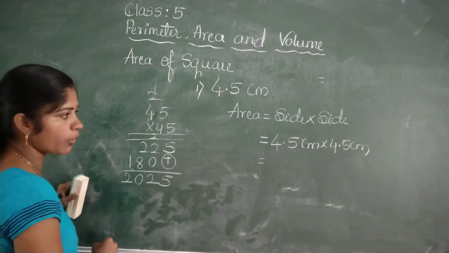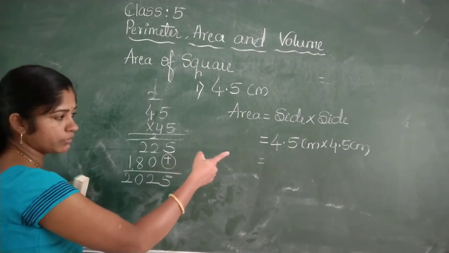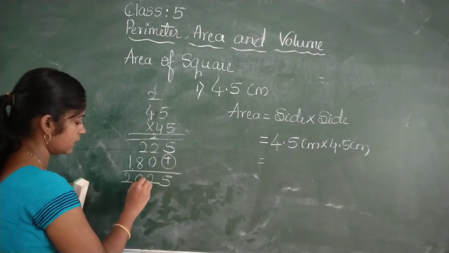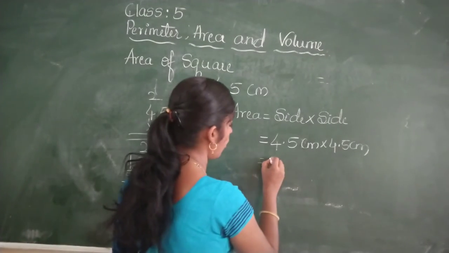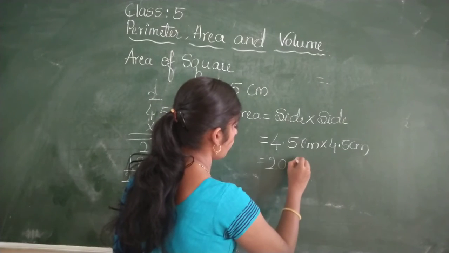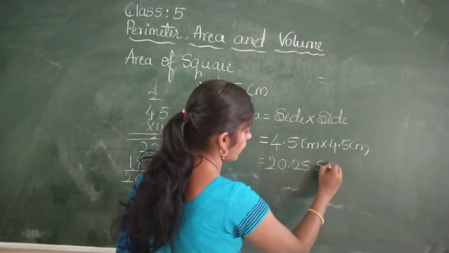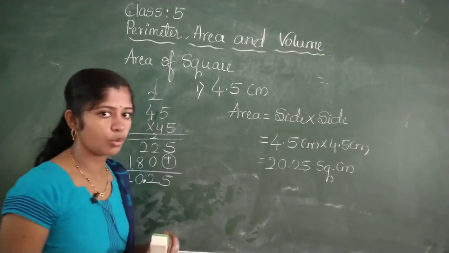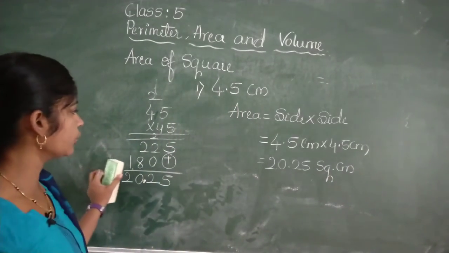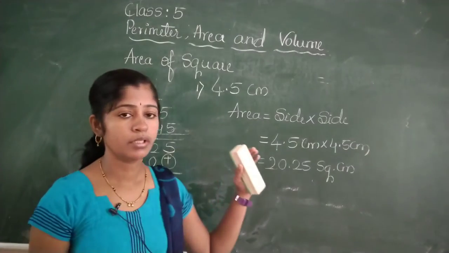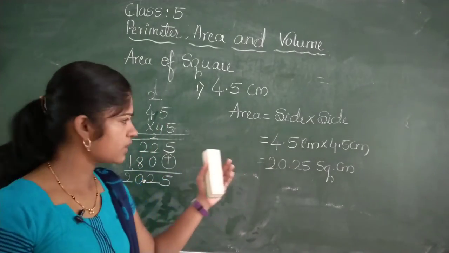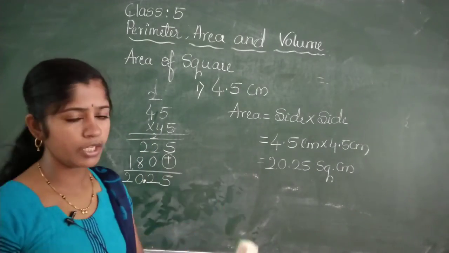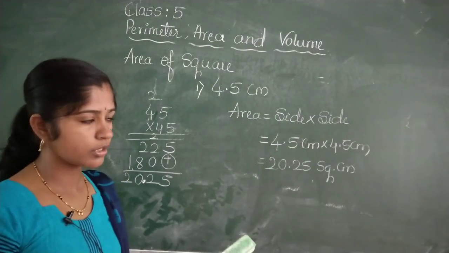After how many digits will the point come? See there, after one digit, means total 2 digits are there. So here the area of the square is 20.25 square centimeter. Okay, I hope you are getting my point. And there is no need to solve this rough work in any other place. If you are solving here only, no issues, it is also correct.